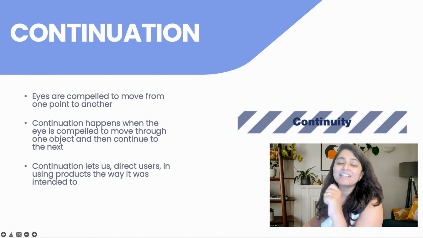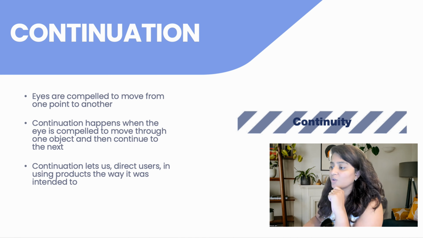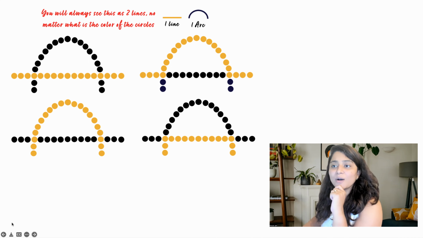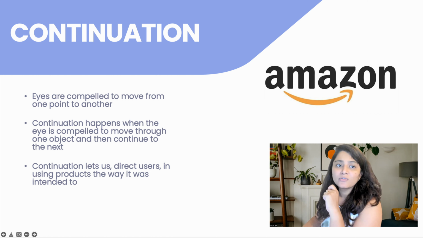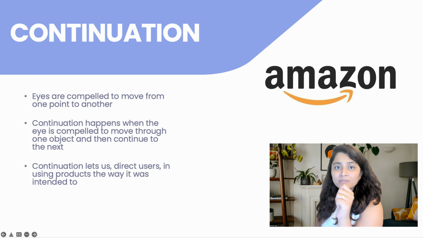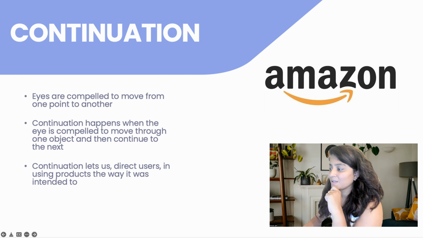I'm sure it does. That is our principle of continuation or continuity, whatever you would want to call it. So our eyes are compelled to move from one position to the next because of how the things are developed or created. One of the greatest examples of continuity is the Amazon logo. If you see this particular logo, it has a small smiley kind of arrow that starts from A to Z, which means you can buy everything from A to Z on Amazon.